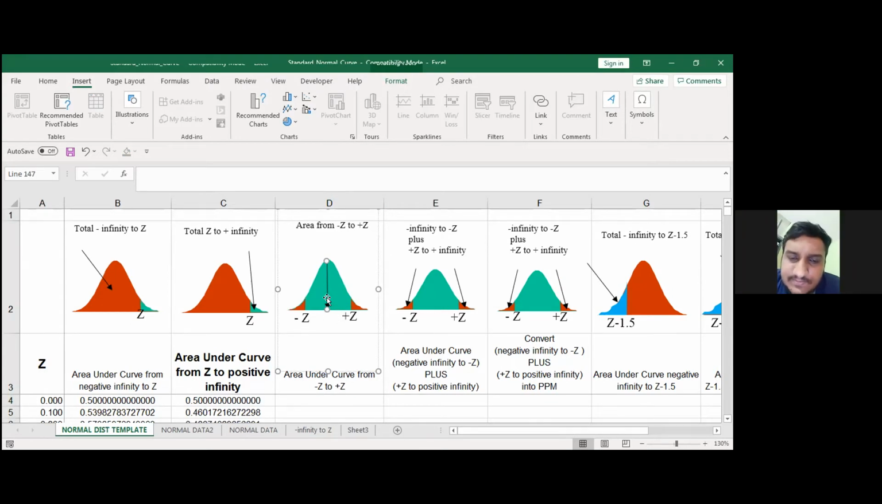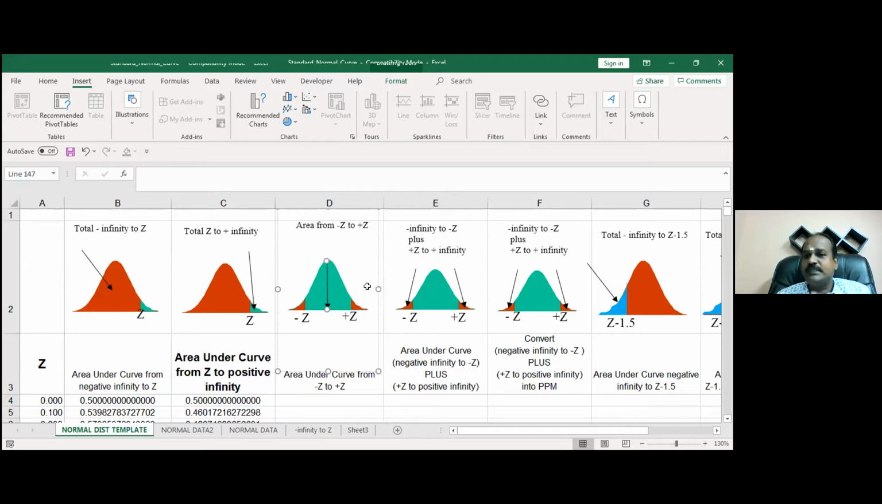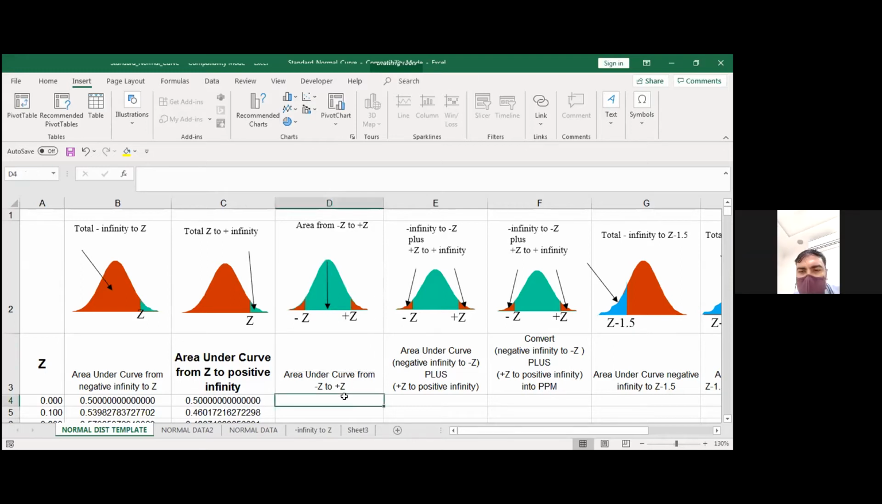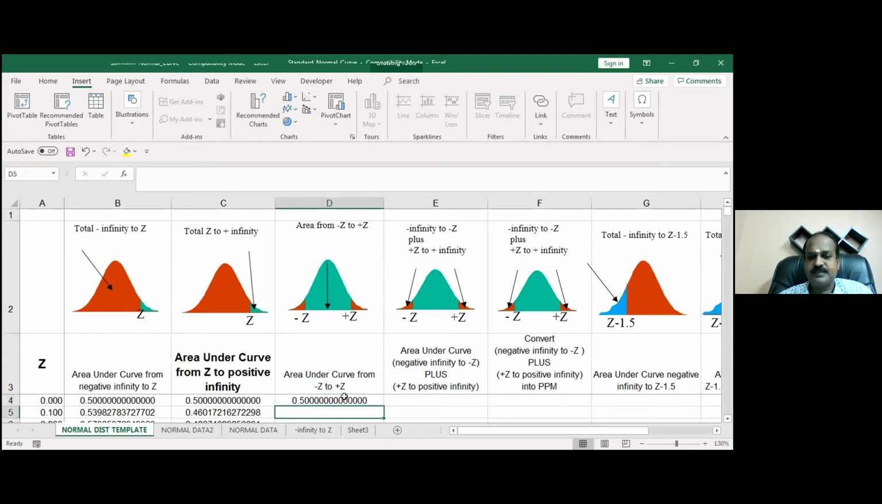Now consider only the right side of the center. When I consider all the area on the right side of the center, what is the area? It is 0.5, positive 0.5. Am I right? Yes. The right side of the center line, the area is 0.5.